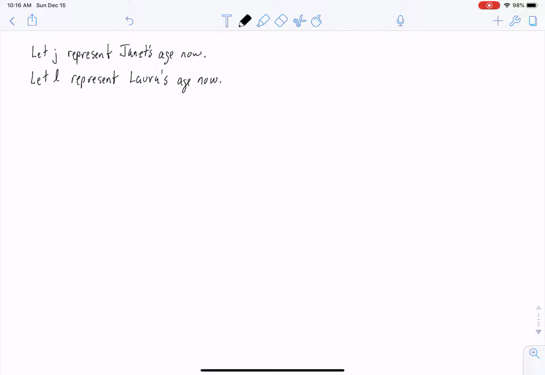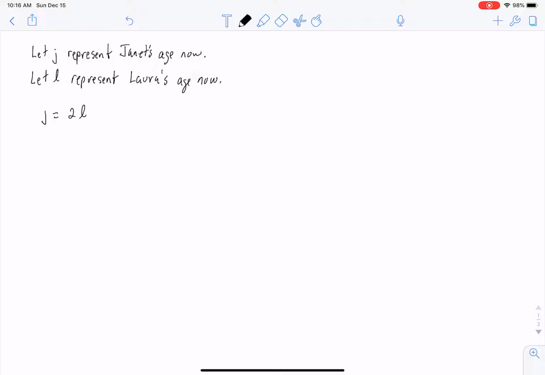Now we just kind of read the English sentences and translate it to mathematical equations. So Janet is, so J equals twice as old as Laura, so 2L. Okay, the second equation, it says 3 years from now, the sum of their ages will be 42.